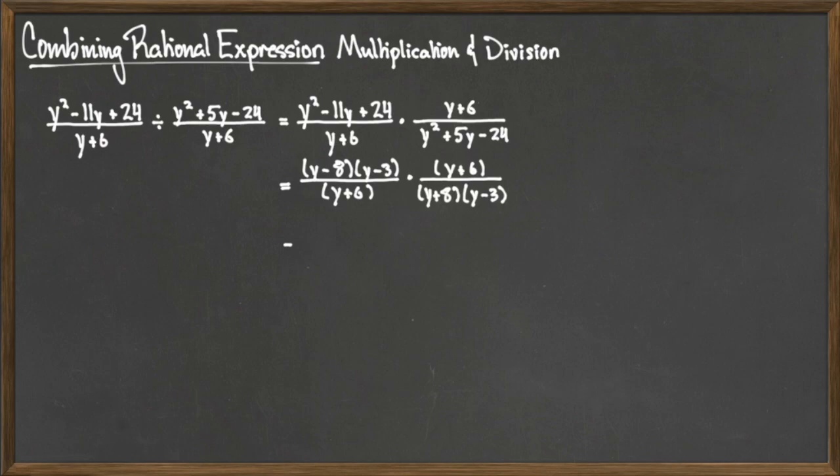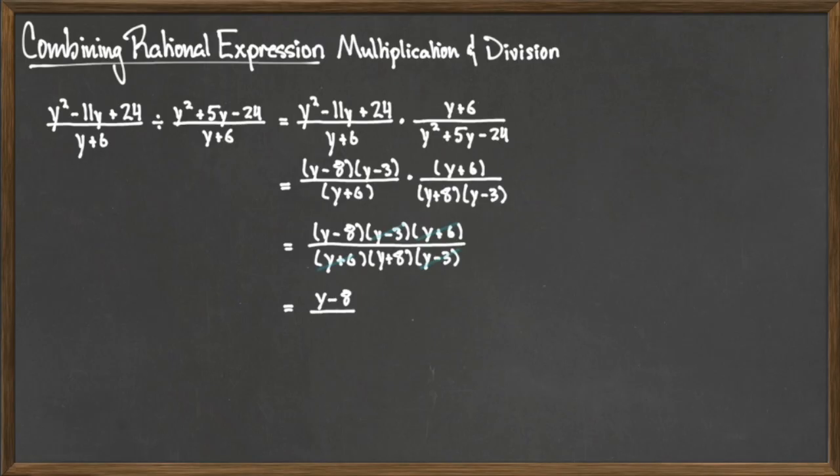Now be careful, because that y minus 8 and that y plus 8, even though they look similar, they're not the same terms. They do not cancel. The signs are not exactly the same, so they will survive the problem. But after we combine these fractions into 1, we'll see that the y minus 3's and the y plus 6's do cancel. So once I perform those cancellations, I get a final answer of y minus 8 divided by y plus 8.